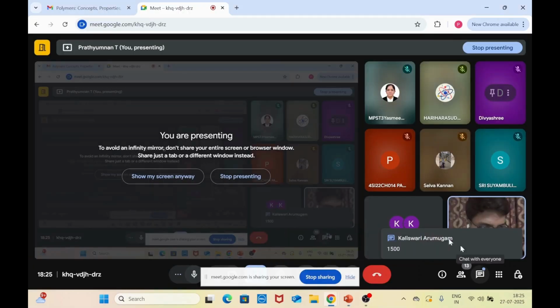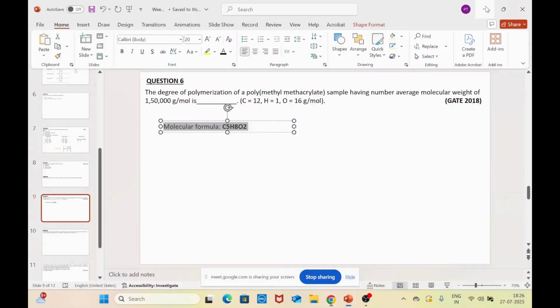Somebody has mentioned 1500 as the degree of polymerization. So let us wait for a minute or two for others to see whether they are able to solve the problem.